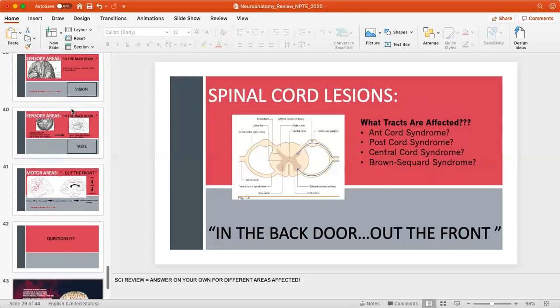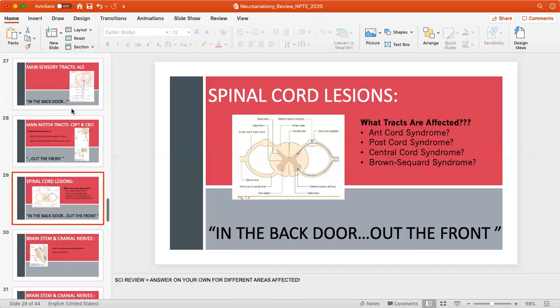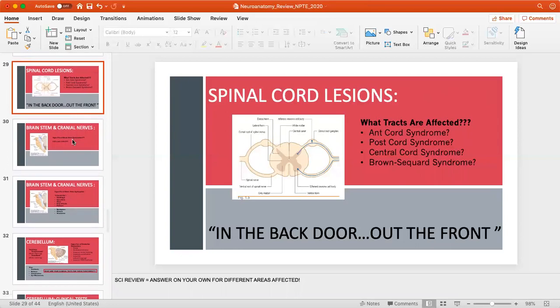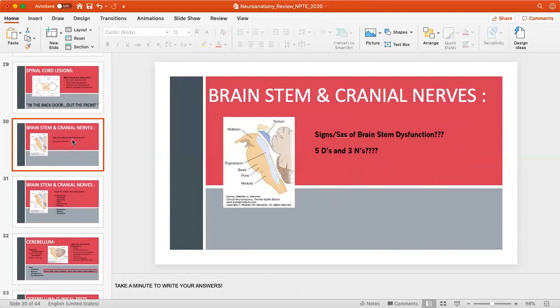A few more things here to cover, and then I want to chat a little bit about sensory transmission, hoping we get to that. So with the brainstem and cranial nerves, if we see dysfunction in this area, what we're thinking broadly is that the brainstem and cranial nerves support more of our automatic functions. And so signs and symptoms of brainstem dysfunction tend to be these signs that we group as 5 Ds and 3 Ns. So diplopia, dysarthria, dysphagia, drop attacks, and dizziness, and then numbness, nystagmus, and nausea.